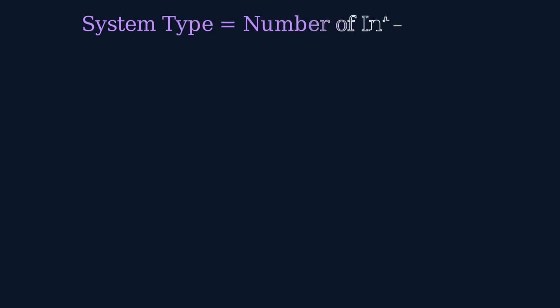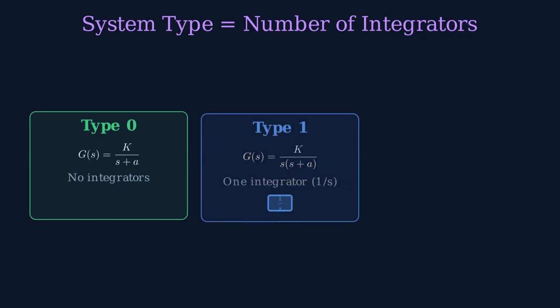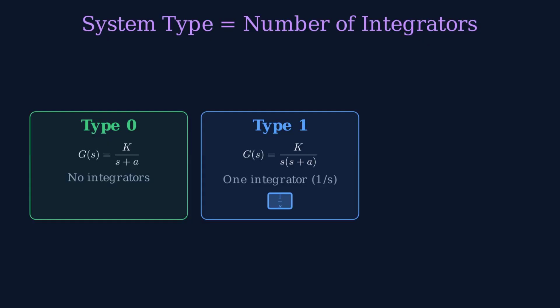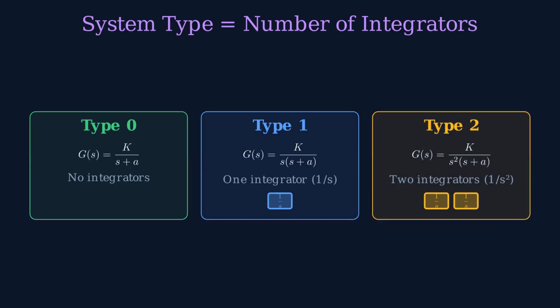The system type is the number of pure integrators in the open loop transfer function G(s). A type 0 system has no integrators. A type 1 system has one integrator, meaning one s in the denominator. A type 2 system has two integrators. The system type determines which inputs the system can track with zero error. Higher type means the system can track more complex inputs perfectly.